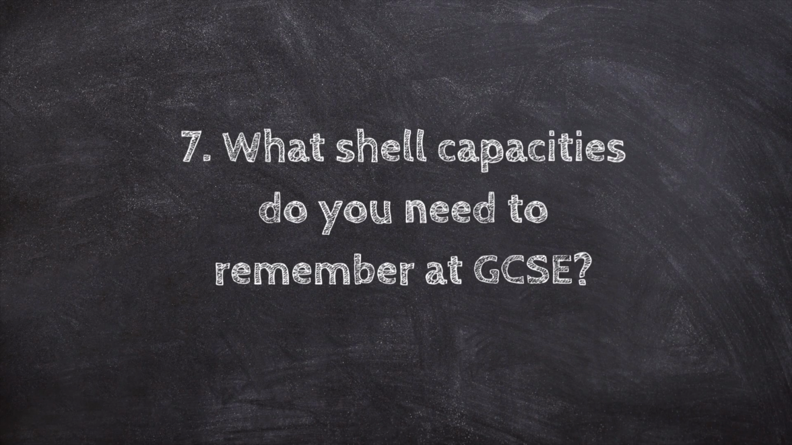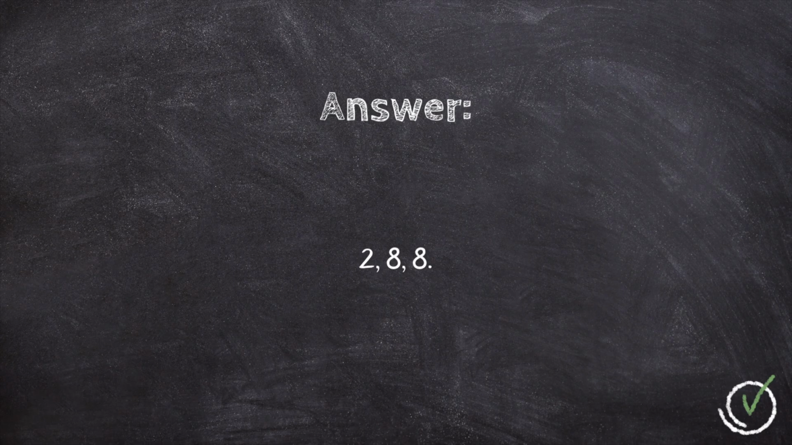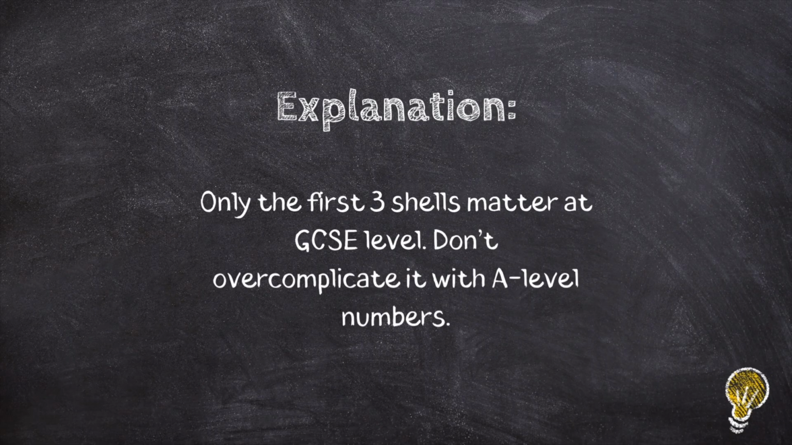Question 7. What shell capacities do you actually need to remember at GCSE? Not university, not A-level, just GCSE. What numbers matter? The only numbers you need to remember at GCSE are 2, 8, 8. The first shell holds 2, the second shell holds 8, the third shell also holds 8. At GCSE level, you only need to worry about the first 3 shells.